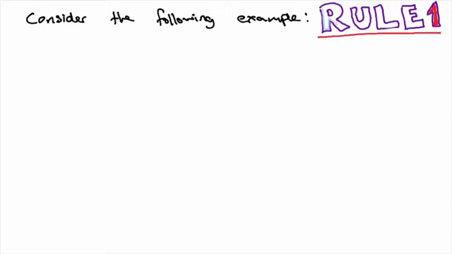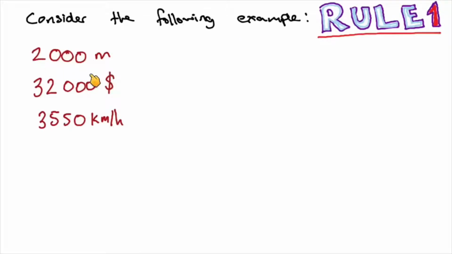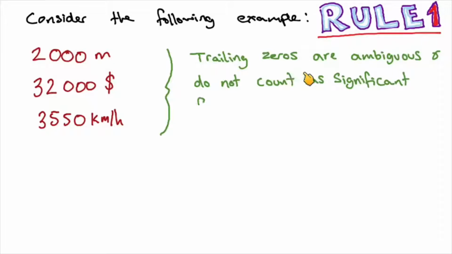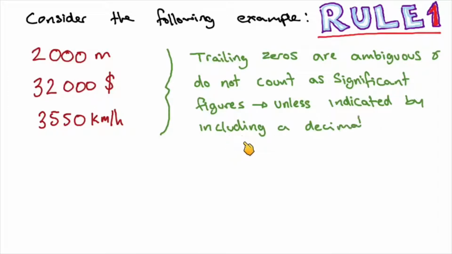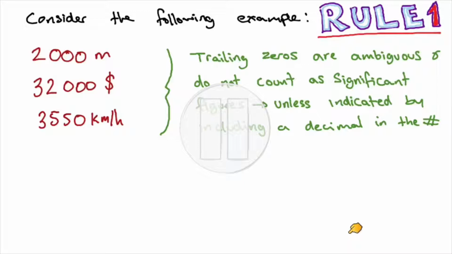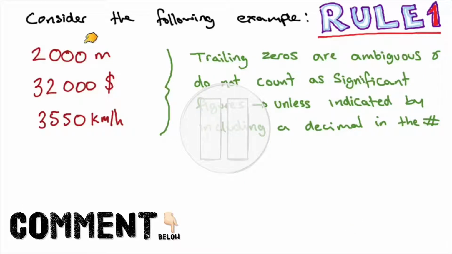Now moving on, consider the following examples. Let's call this rule number 1. We've got 2,000 meters, $32,000, 3,550 kilometers per hour. Trailing zeros are ambiguous and do not count as significant figures unless indicated by including a decimal in the number. Pause the video here, write in the comment section below and see if you can find out how many significant figures each of these numbers represent.